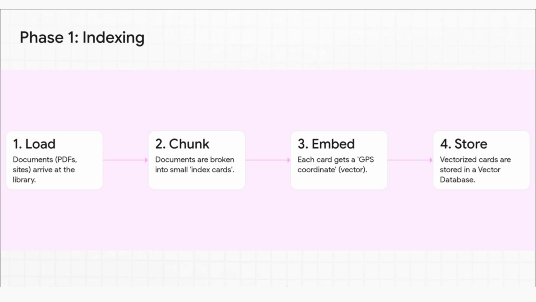Now here's where the real magic happens. Each one of those little cards gets embedded. It's a fancy way of saying it's turned into a string of numbers, a vector that captures its actual meaning. You can think of it like a unique GPS coordinate for that specific idea. And finally, all those GPS-tagged index cards get stored on the shelves of our high-tech library, which is actually a special vector database, all organized and ready to be searched.